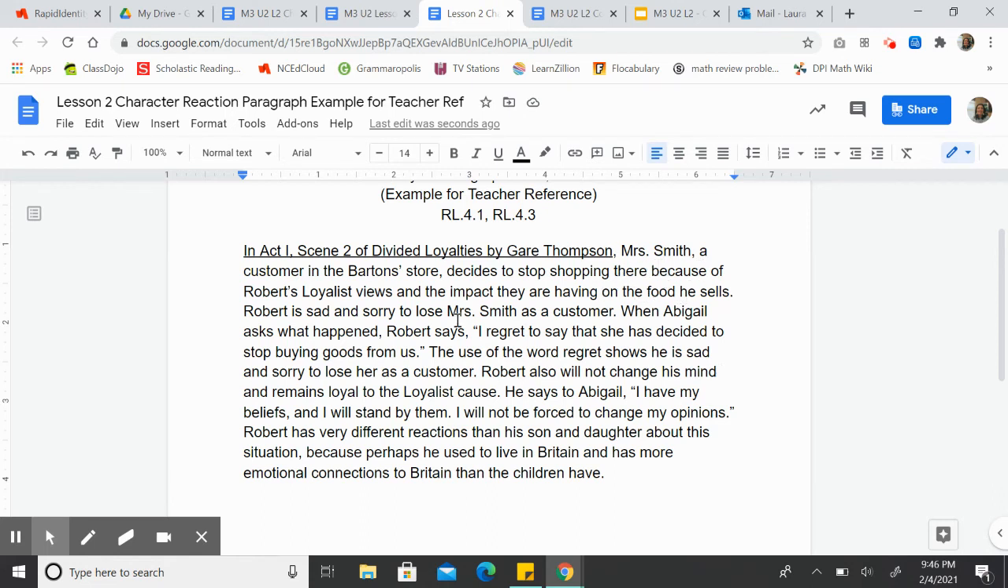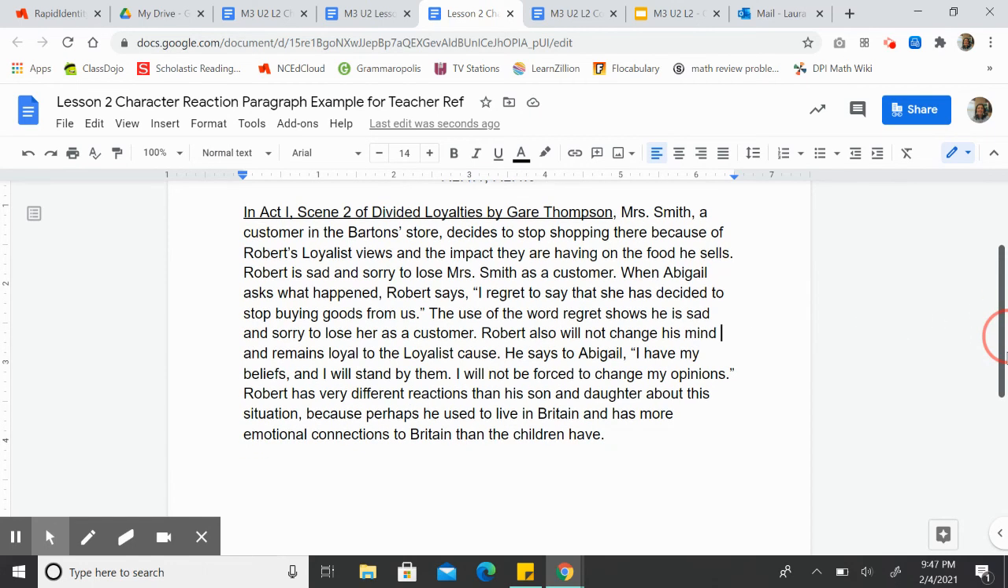Now we got to describe Robert. So it says, Robert is sad and sorry to lose Mrs. Smith as a customer. When Abigail asks what happened, Robert says, "I regret to say that she has decided to stop buying goods from us." The use of the word regret shows that he is sad and sorry to lose her as a customer. Robert will also not change his mind and remains loyal to the loyalist cause. He says to Abigail, "I have my beliefs and I will stand by them. I will not be forced to change my opinions."